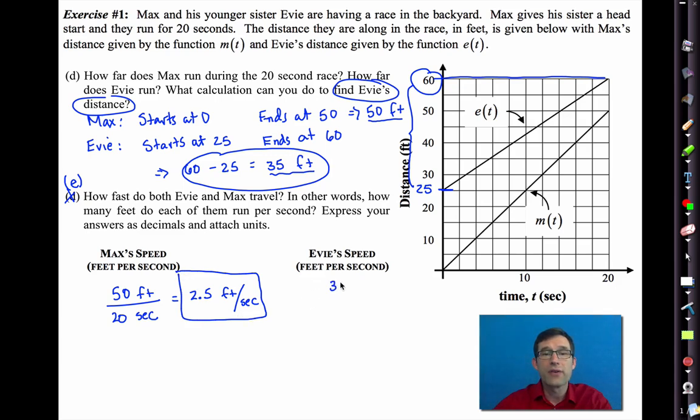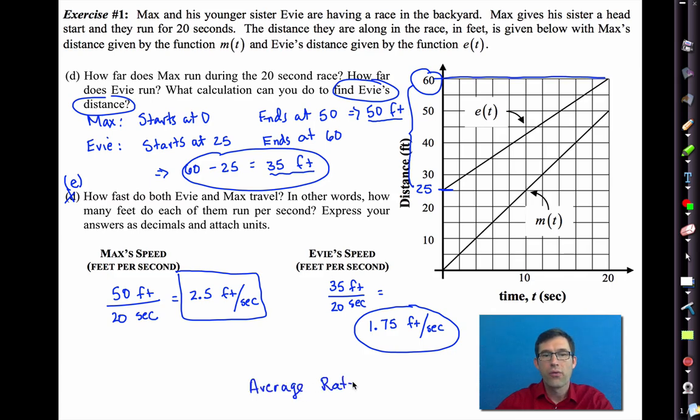Evie, on the other hand, traveled 35 feet in 20 seconds. If we do that division, it's a little bit uglier. We get 1.75 feet per second. Both of these are what are known as average rates of change. Average rates of change.